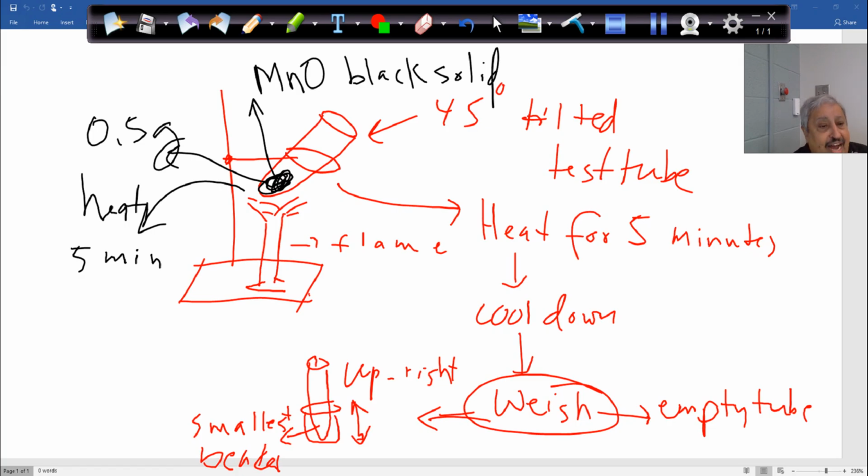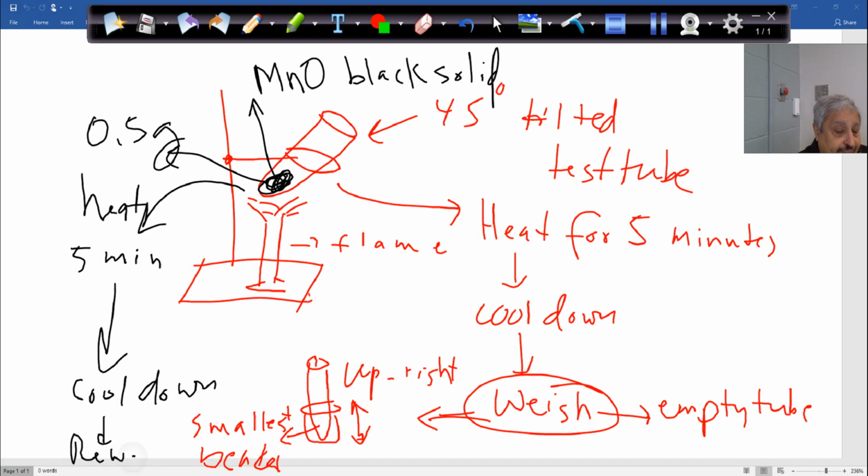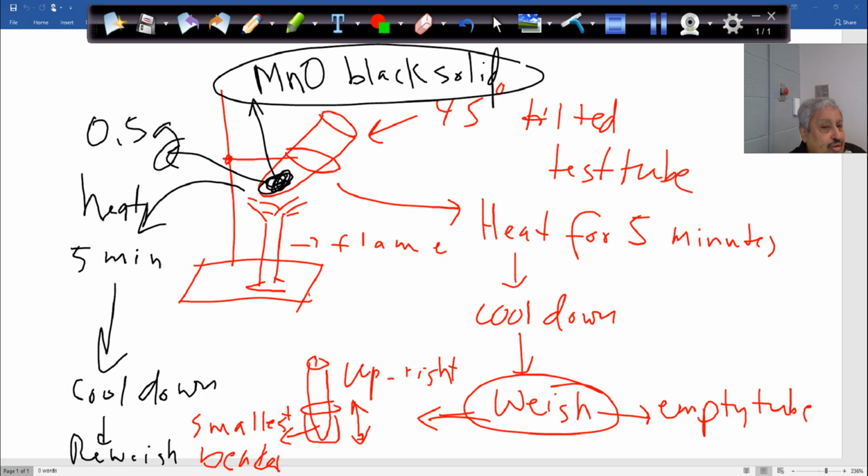So 0.5 gram of manganese oxide, heated for 5 minutes, then cool down and reweigh. Why are we doing this? Well, manganese oxide, the black precipitate, has what? Moisture, correct? It has moisture inside. It's not 100% dry. So we have to get all the moisture out, and we have to make sure that we really have 0.5 gram of just pure catalyst.